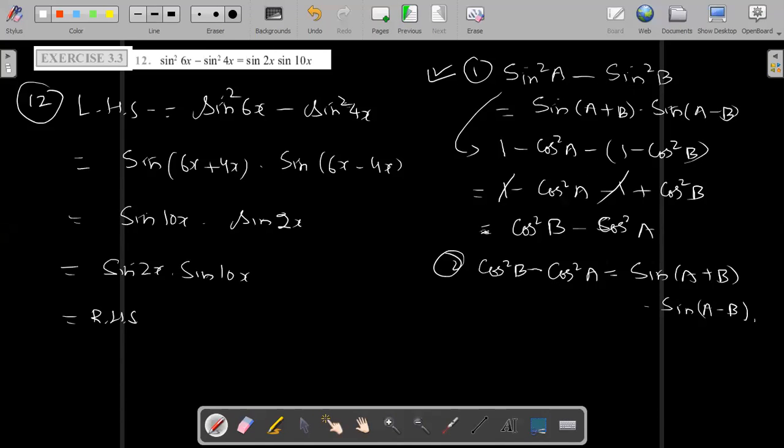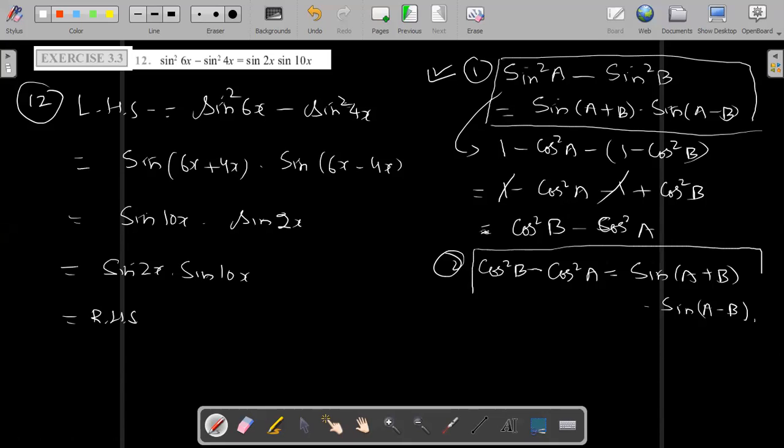So we got sin²A minus sin²B can be written as sin(A+B) sin(A−B). This is our first formula. Second, this I have converted directly but it is not given in the textbook. So directly, cos²A minus sin²B, cos²B minus cos²A can also be written as... And the third one that you have to remember, that is cos²A.